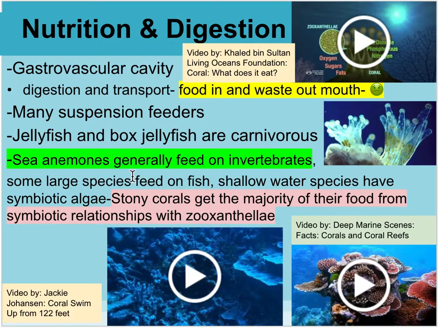Sea anemones will generally feed on invertebrates and just floating things in the water. But stony corals get the majority of their food from a symbiotic relationship that they have with zooxanthellae. And just because this is so important to what is going on in our coral reefs, I need to press pause here for a minute and talk to you about this very, very important relationship that not that many people know the details of.